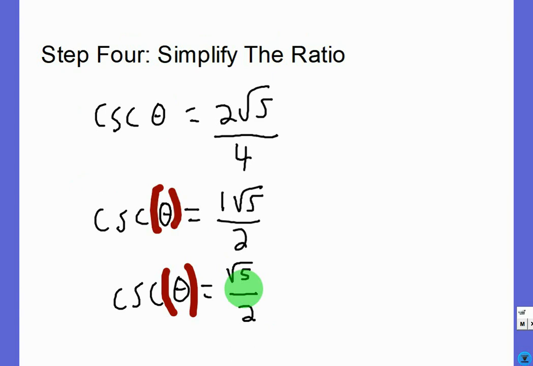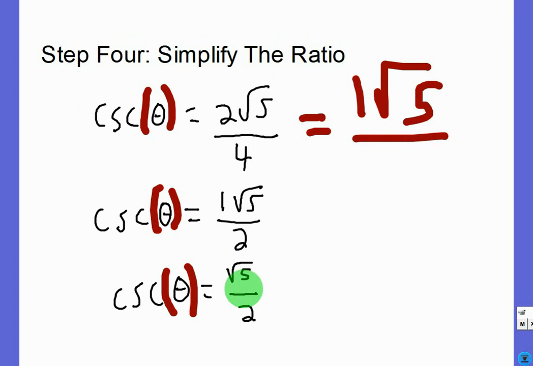Put some parentheses there. Why did you put 2 on those? Well, 2 over 4 reduces to 1 over 2. So you could write it like this if you wanted to. But the 1 on top goes away, right? So it just becomes square root of 5 over 2.